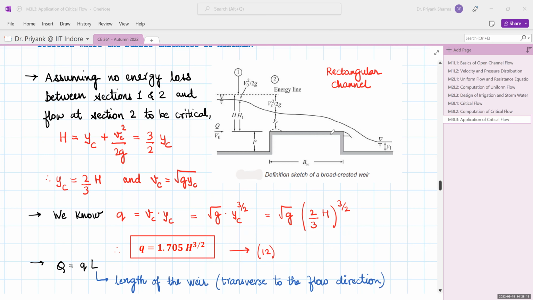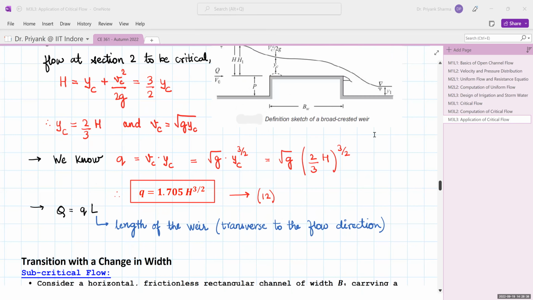So in case of a broad crested weir, you just measure this head h upstream of the weir, and you can simply calculate what is the discharge passing over the weir. So total discharge is small q into L, where L is the length of weir in the transverse direction. So in fields, we can see the application of broad crested weir for flow measurement.